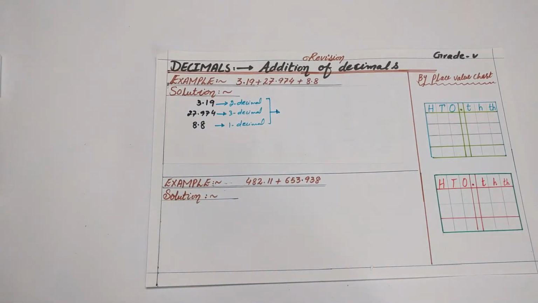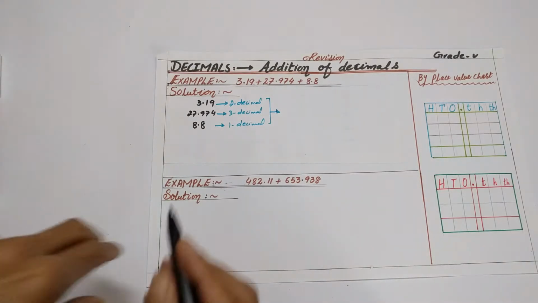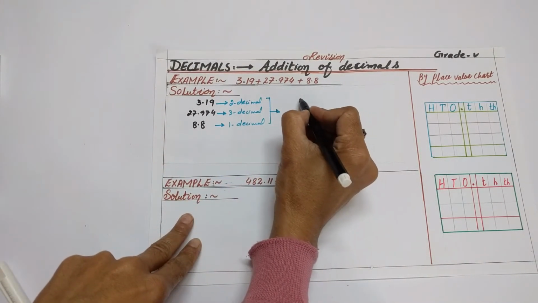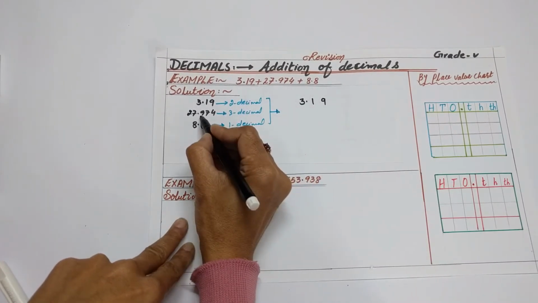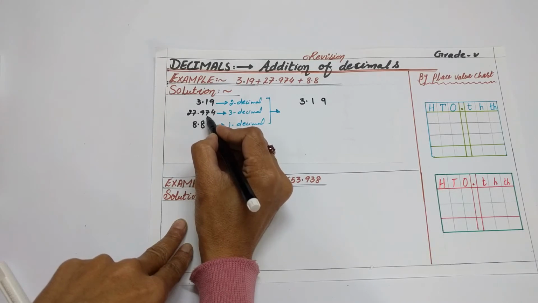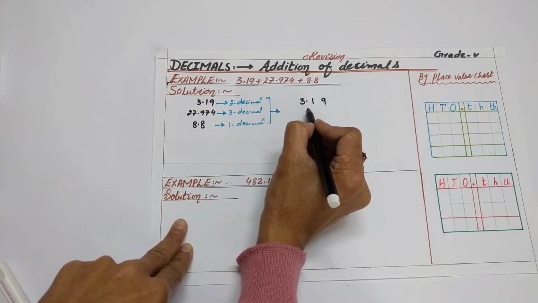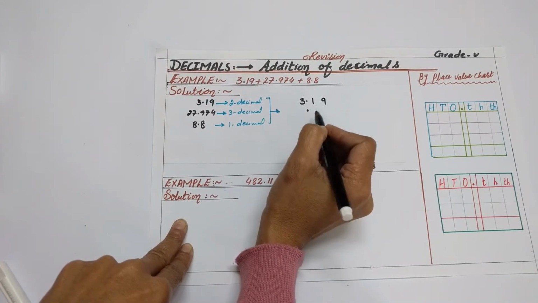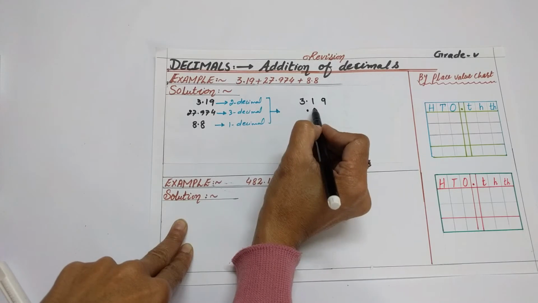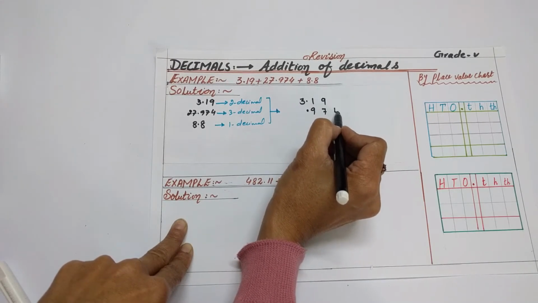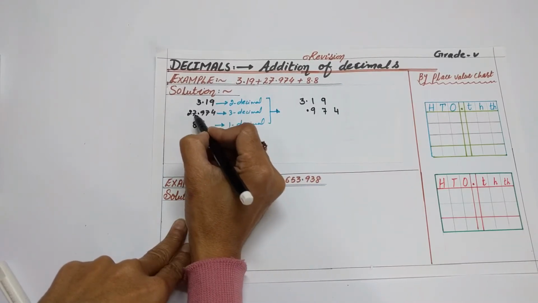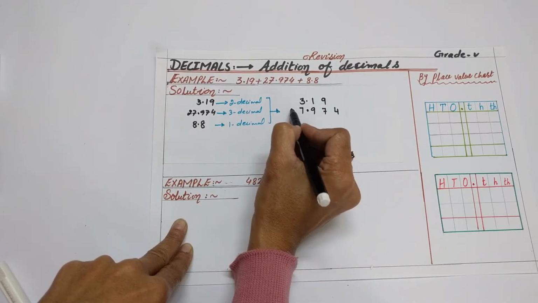For this conversion, the best way is to write these decimal numbers in column form, in vertical form. First number is 3.19. Second number is 27.974, and as I already told you, before putting the second number you have to put the decimal under the decimal. Firstly start from the right side. From the right side, first digit is 9, second digit is 7, third digit is 4, and on the left side we have 7 and 2.